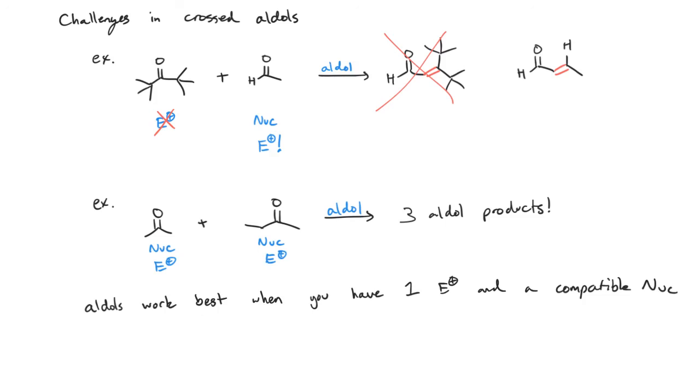That all being said, this is only true if we're thinking about equilibrating conditions. And you've already seen this in alkylations and halogenations, but there's ways to preform an enolate or an enol and use that in your reaction. So that's what we'll look at next.